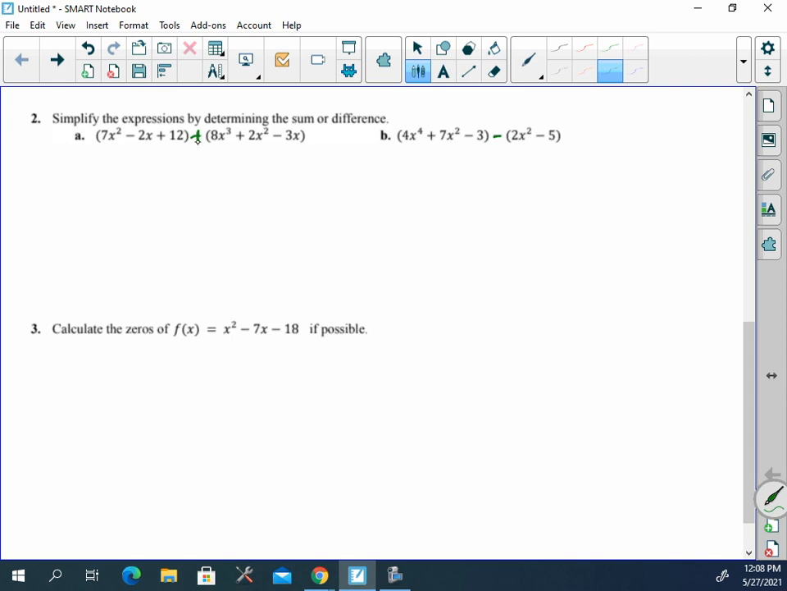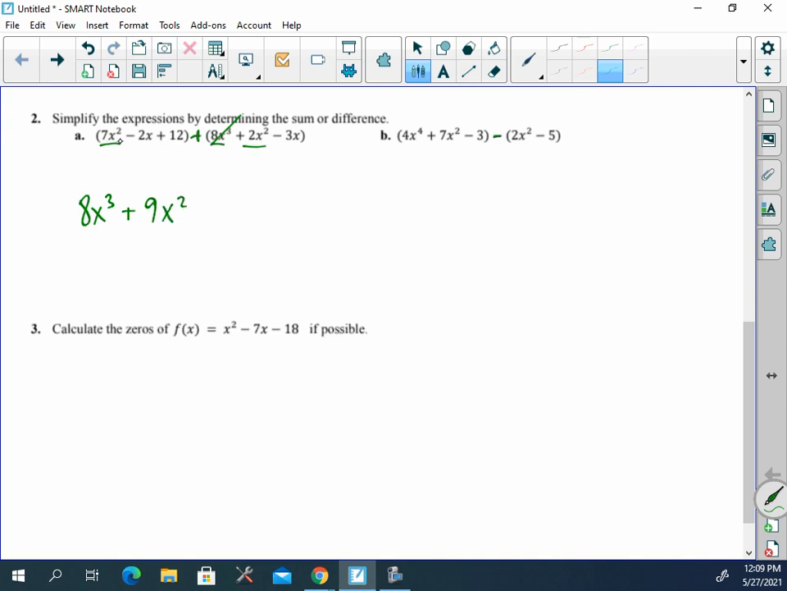So if I combine like terms, what's the highest power I see here? 8x to the third. Is there anything else to add with that one? No. So 8x cubed is your first piece. I cross it off as I go, so I don't look at it again. Then the x squareds are 7x squared plus 2x squared, which gives me 9x squared.